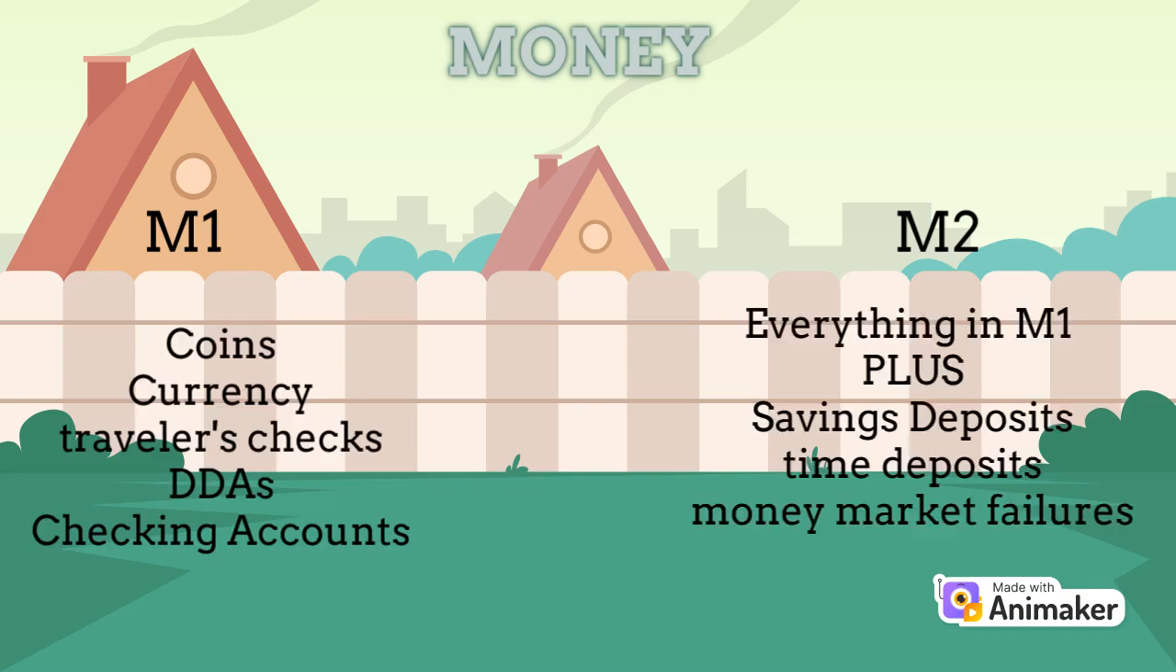The Fed defines money supply as M1 and M2. M1 includes coins, currency, traveler's checks, DDAs, and checking accounts. M2 includes everything in M1 plus savings deposits, time deposits, and money market funds.